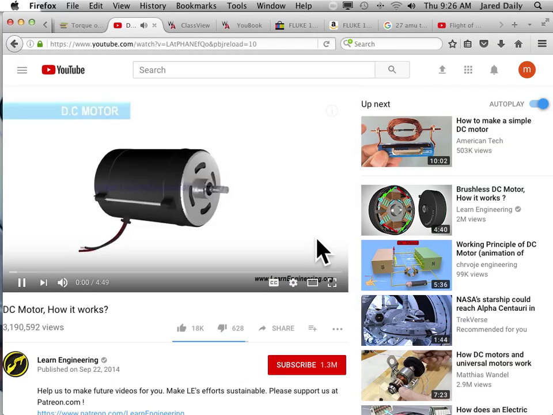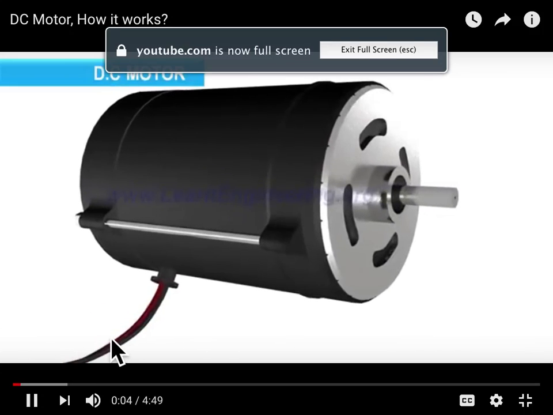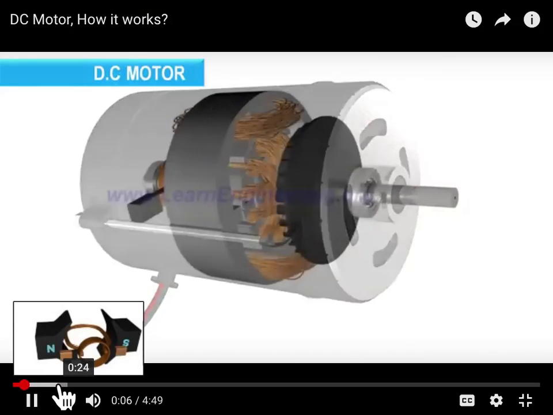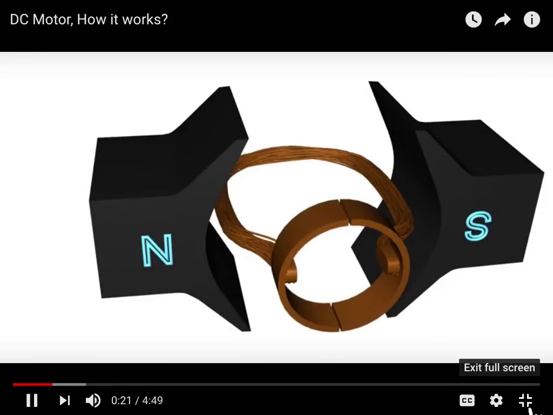You can find DC motors in many portable home appliances, automobiles, and types of industrial equipment. Let's first start with the simplest DC motor possible. It looks like this.